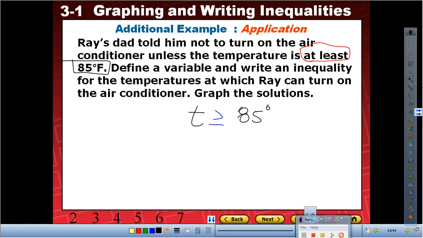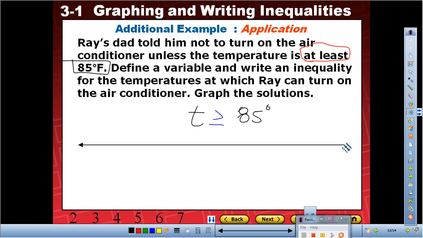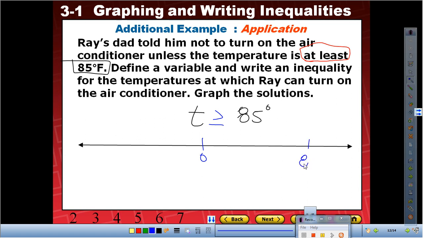Okay, let's graph this. Here's my number line. We have 0 right here. And then we've got 85 over here, our dividing point. Does it include the point? Yeah, it's got the equal sign, so I'm going to plot my point right here. There it is.